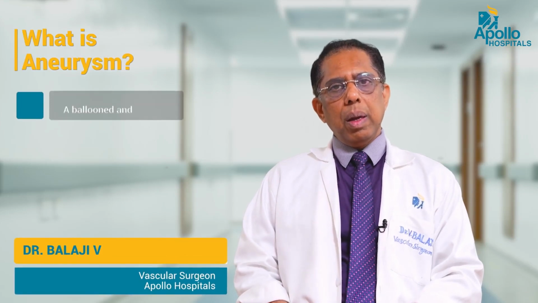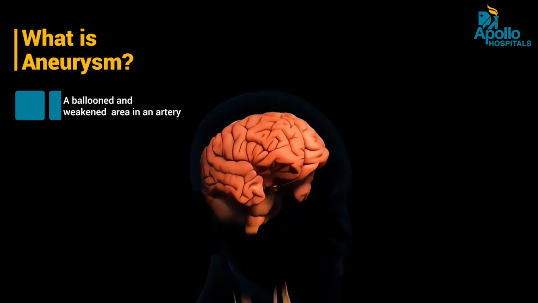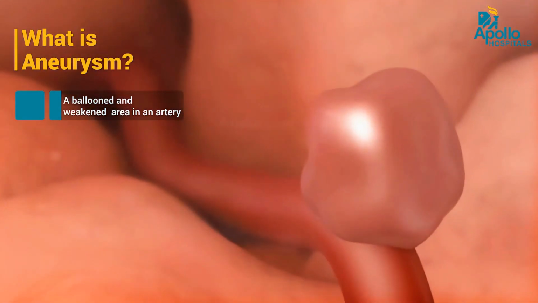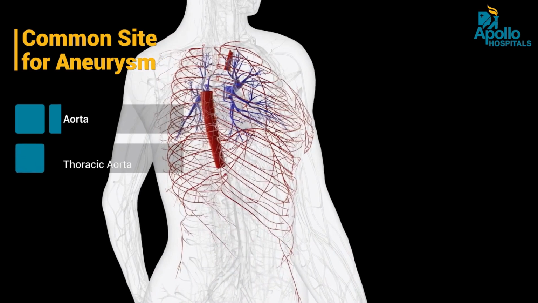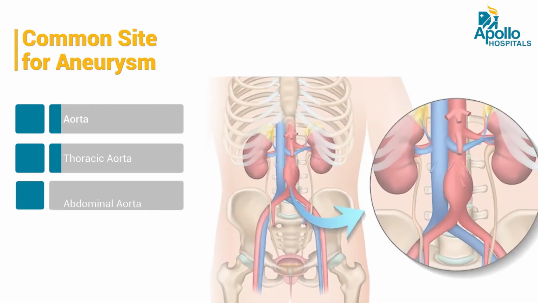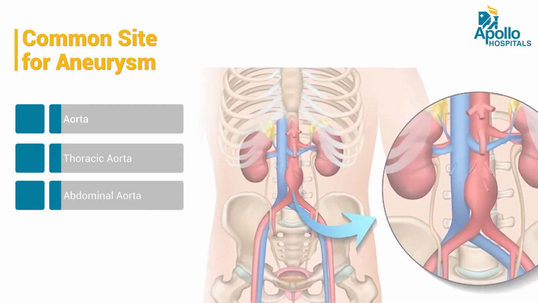Aneurysms of arteries can happen in any part of the body. As you know, the artery runs from heart to leg. This can balloon and expand due to a disease process, but commonly the aorta, which is close to the heart and comes to the abdomen, what is called the thoracic aorta or the abdominal aorta, is very, very common.